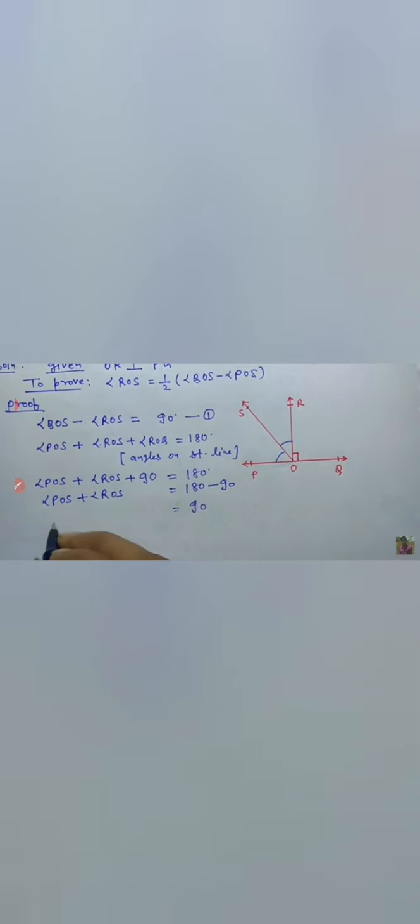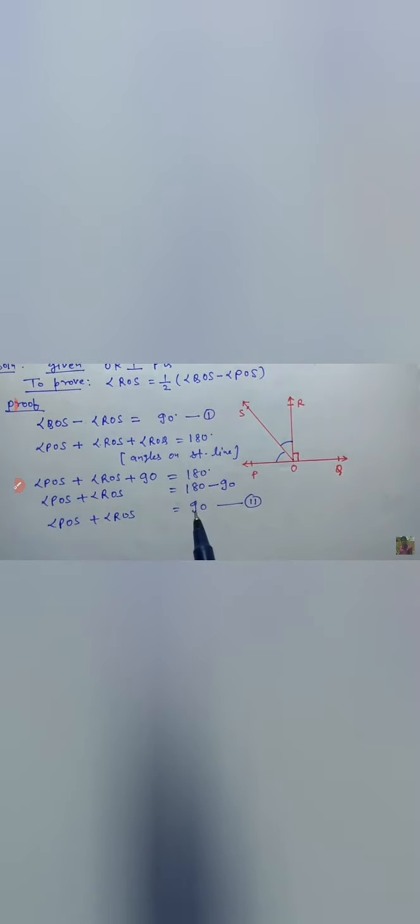Now POS plus ROS plus 90 degree is equal to 180 degree, because it is given ROQ is 90 degree. So POS plus ROS is equal to 180 minus 90, that is 90 degree. Okay, so POS plus ROS is equal to 90 degree. Okay, this is our second equation.